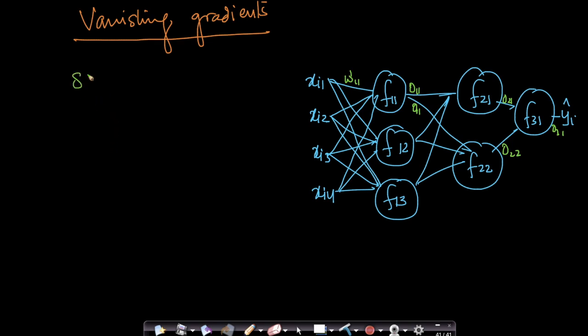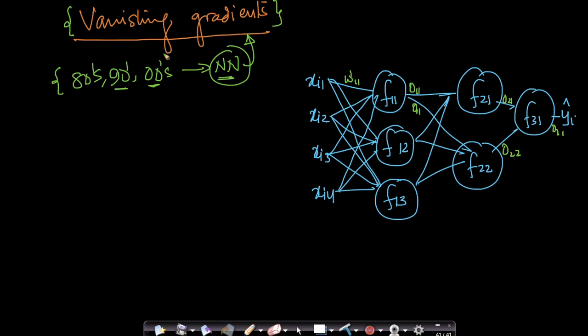So in the 1980s, 90s, and even early 2000s, one of the biggest problems with neural networks has been this problem of vanishing gradients. This is probably one of the most important reasons why people lost interest in neural networks in the late 90s and early 2000s. This is not the only reason, but it's one of the important reasons.